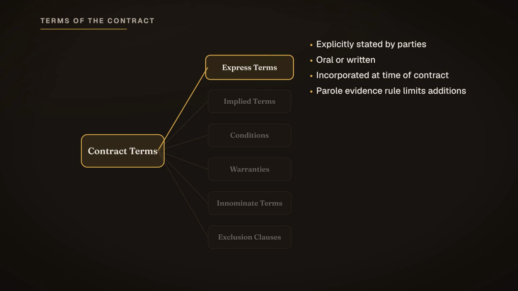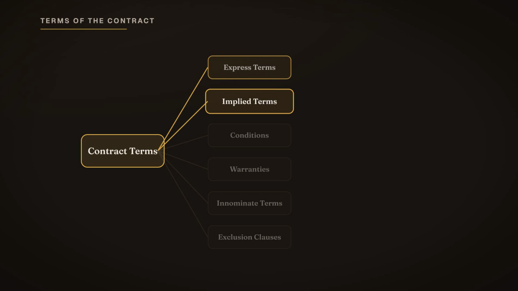L'Estrange v Graucob 1934. Where terms appear in an unsigned document, the party relying on them must show the other had reasonable notice. Not every term appears in the contract, some are implied into it. Terms can be implied by statute. For example, the Sale of Goods Act 1979 implies terms about satisfactory quality and fitness for purpose into contracts for the sale of goods, and the Consumer Rights Act 2015 does the same in consumer contracts.